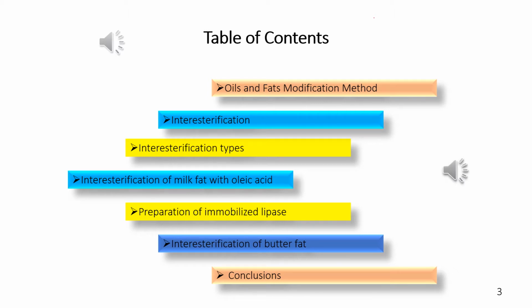The modification of oil and fats occurs by the following processes: blending, fractionation, hydrogenation, interesterification, and genetic improvement methods. So the modification of oil and fats occurs by blending, fractionation, hydrogenation, interesterification, and genetic improvement methods. In these methods, we modify the oils and fats and acquire their nutritional and physical properties.